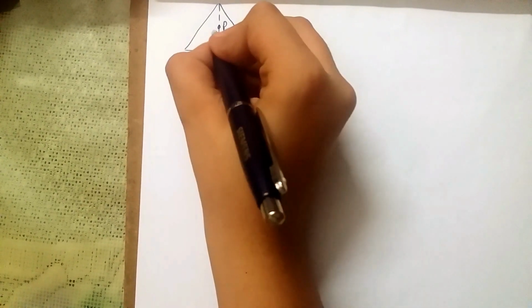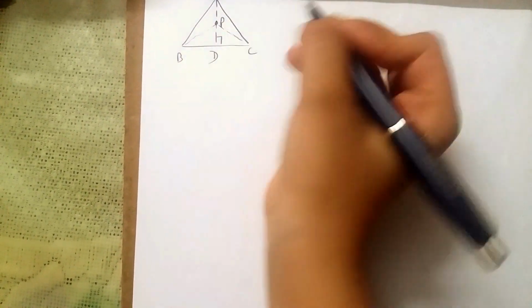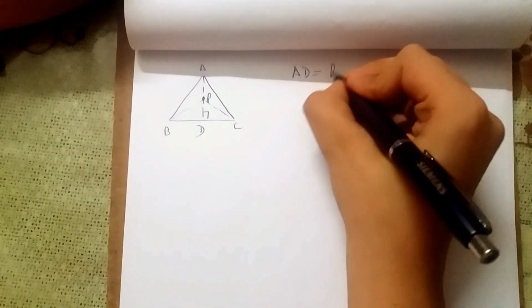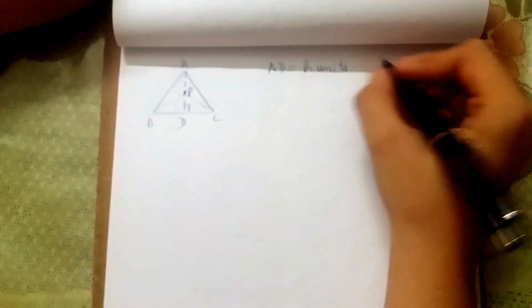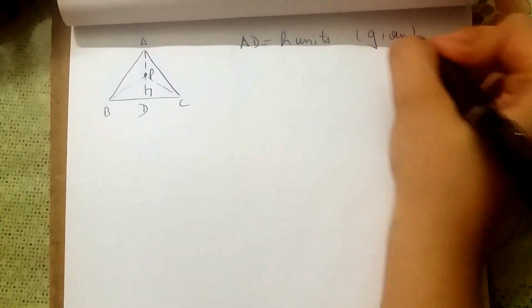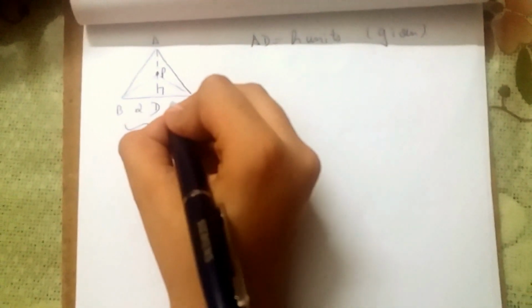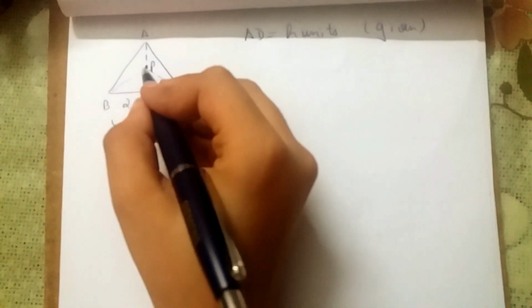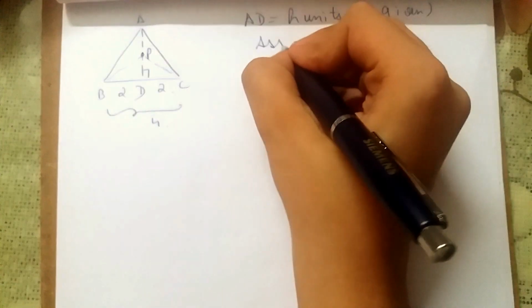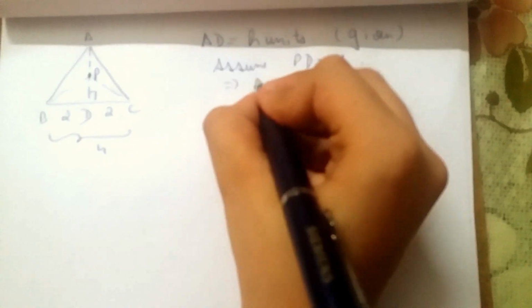Let's draw a triangle, a perpendicular bisector. Let's name the triangle ABC, with D the foot of the perpendicular. Just minor changes. Now we know AD is equal to h units, which is given. BC is of 4 units, which implies BD is of 2 units and DC is of 2 units. We need to find BP. Assume PD is equal to x, which implies AP will be equal to h minus x units.